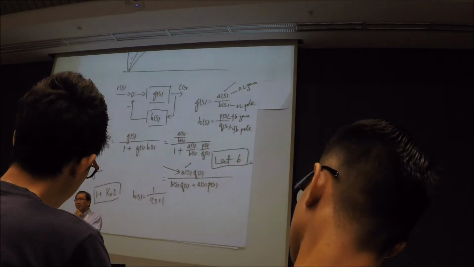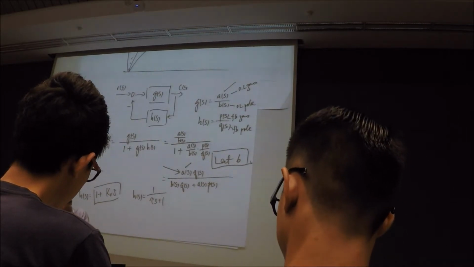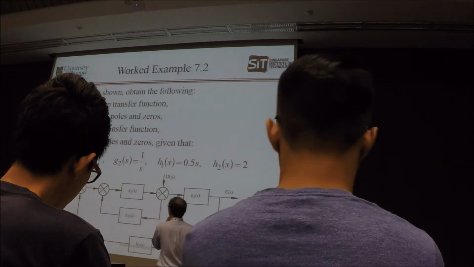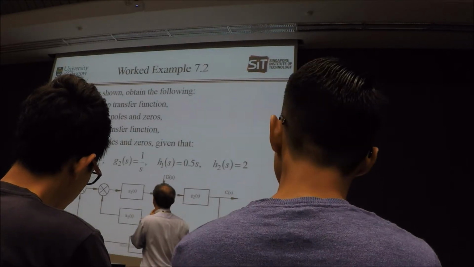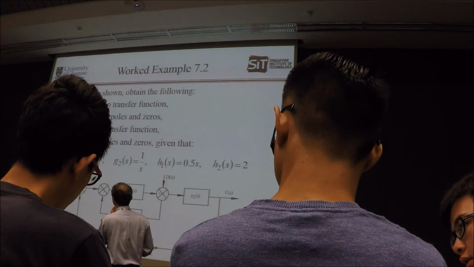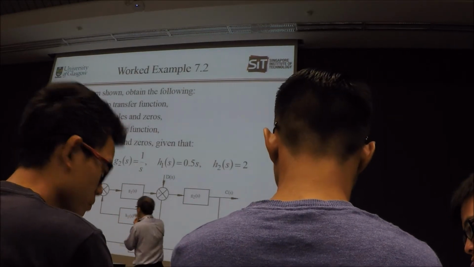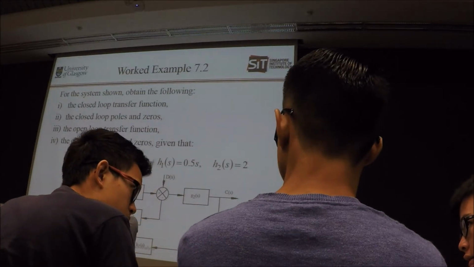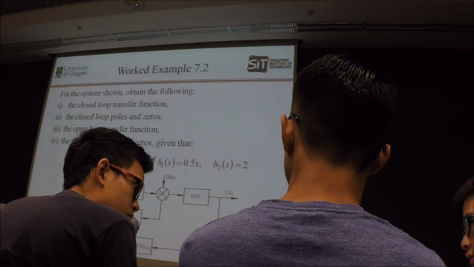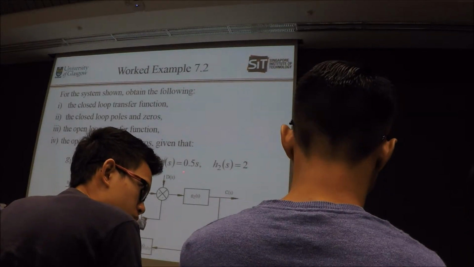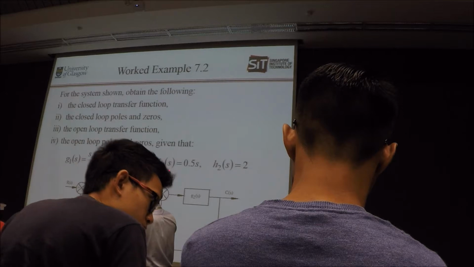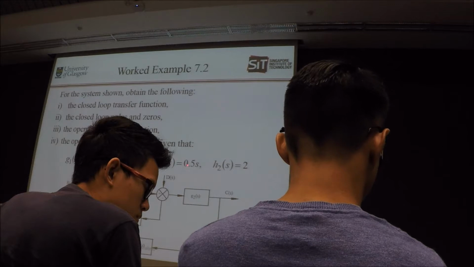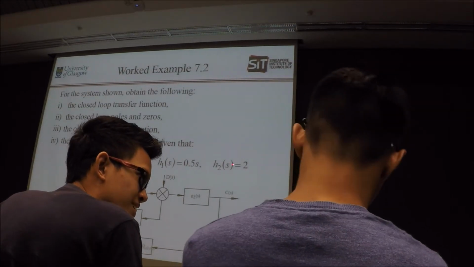N(s) and D(s) are just polynomials, nothing but polynomials. Alright, coming back here, the next thing we take a look at is this system. I leave it to you to work out because it's quite standard. You have G1(s) equal to (s plus 2) divided by (s plus 1), G2(s) is 1 over s, and H1(s), as you can see here, is 0.5s, so you have a 0 at the origin. The other one, the H2 block, is 2.